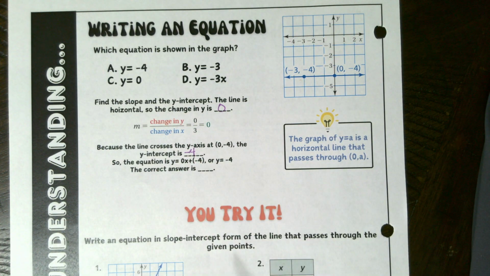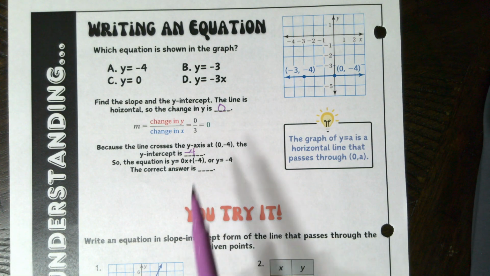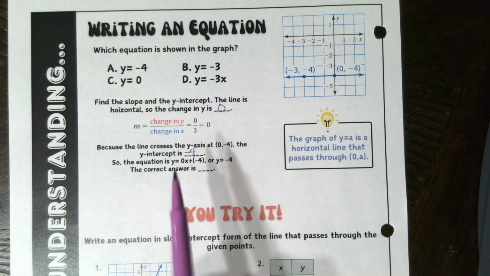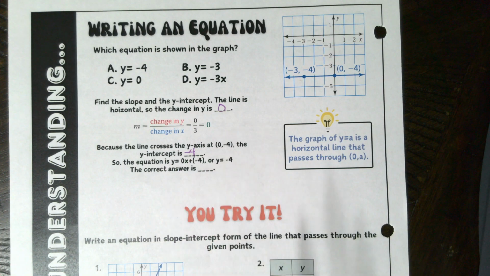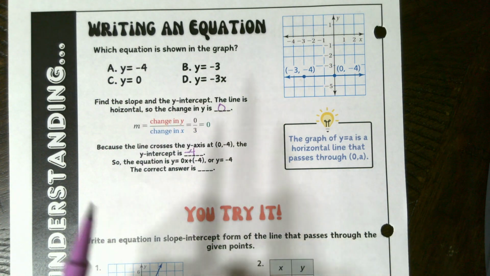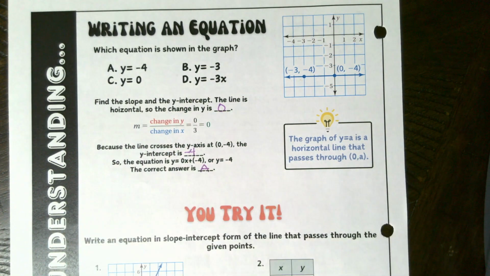So the equation is y equals 0x plus -4. Or you could just say y equals -4, because what is 0 times any number? 0, right? So we can just cancel these out, which just leaves us with y equals -4. So the correct answer up here for which equation is shown in the graph is A.